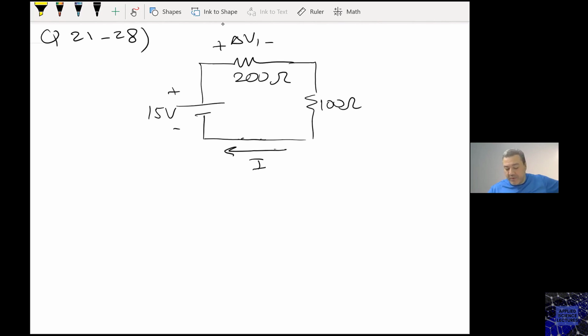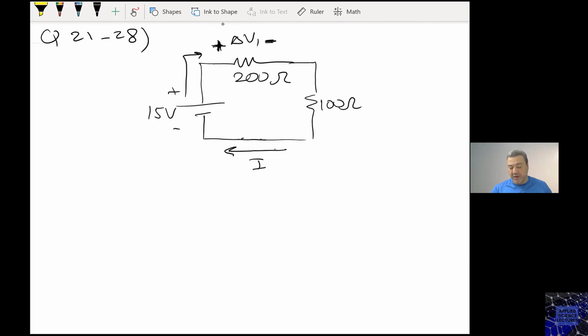Now, always remember, if you have a current going in this direction, the current is assumed here to enter the positive terminal, leaves the negative terminal. For resistors, if you know the direction of the current, then this current will enter the positive, leaves the negative. So I need now to calculate delta V1 and I for that circuit. How do I do this?